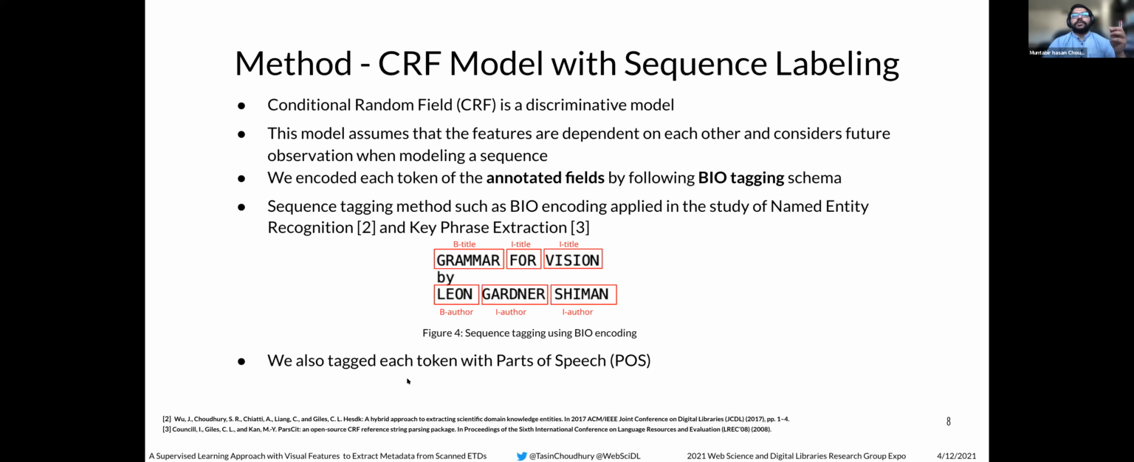So we also tag each token with part of speech. Now, let's say our index is at Schumann. Now the part of speech for Schumann is noun, right? So in our model feature, we would look at the previous two tokens, which is also a noun. And thus our CRF model would identify that Leon Garden Schumann is the author field. So it would identify the author field for this name.